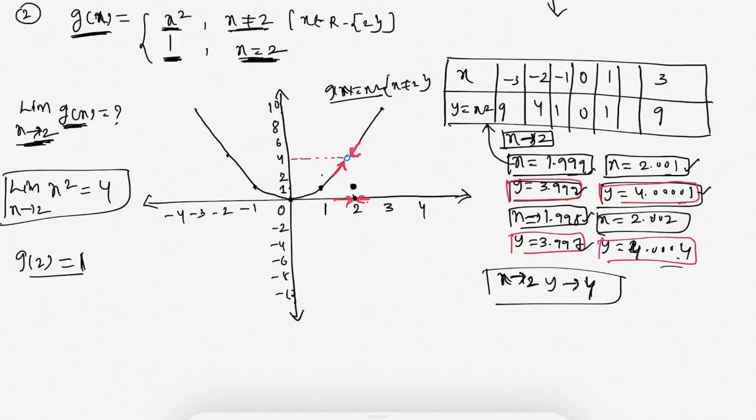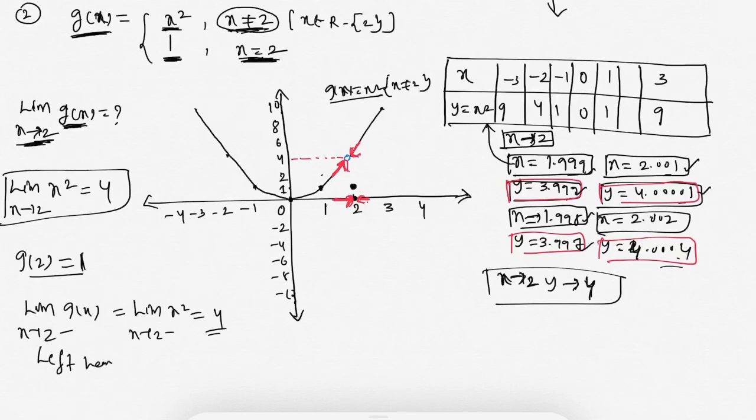If we take the left hand limit, limit x tends to 2 minus g of x. The 2 minus means the values less than 2, which is nothing but x not equal to 2 only, so I can substitute here x square. I will get 4 only, which means as x is approaching from the left hand side, y is also approaching 4. So this is called the left hand limit.